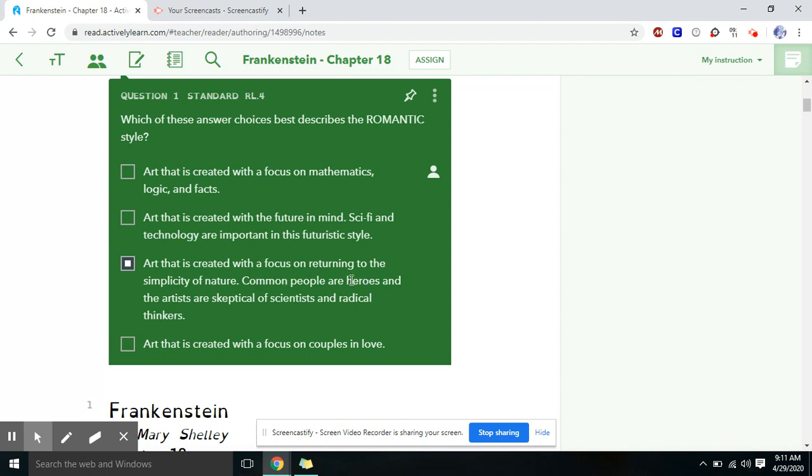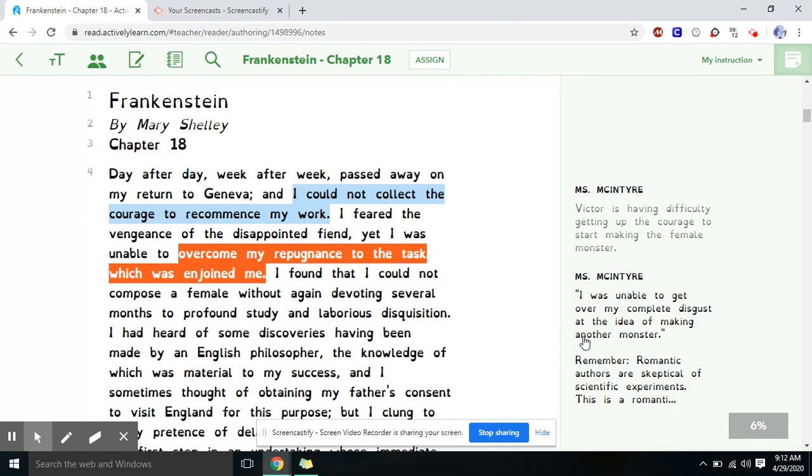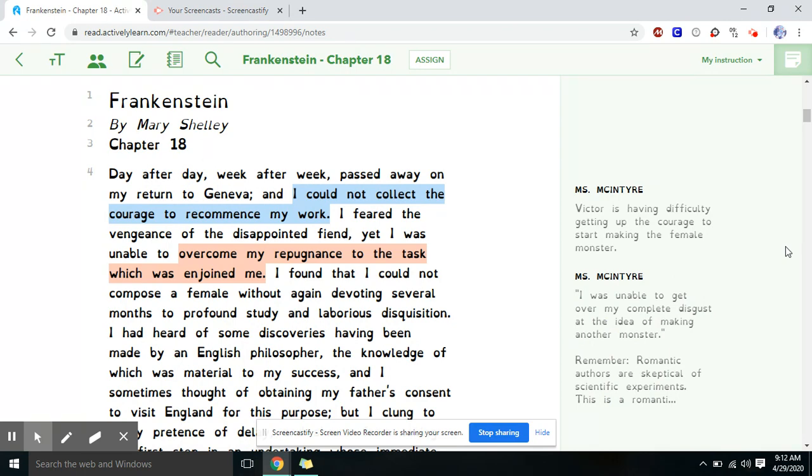It says common people are heroes. Everyday people are heroes. And the artist, so that means Mary Shelley in this case, the author, is skeptical, or she doesn't really believe in scientists or radical thinkers. They want to return to a simpler time, not move forward quickly into the present, into the future. So that's the romantic style. So we're looking for nature, simplicity, everyday people, a mistrust of science, right? And kind of that desire to return to the past. All right, so without further ado, let's start reading chapter 18 of Frankenstein.